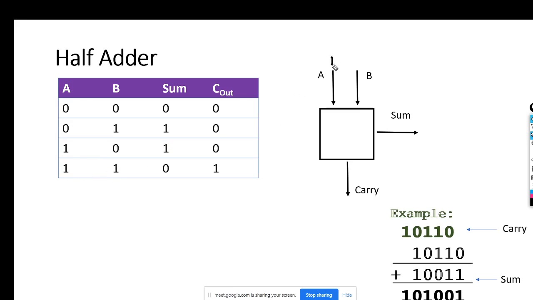Right? So that is when both are 1. Now the sum is 0 because 2 means 0, but we are now having a carry 1. So that is why we have 0, 1. Right, so you don't have to memorize this, it's very straightforward.